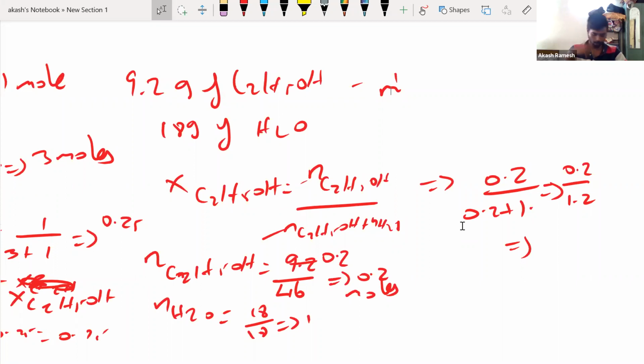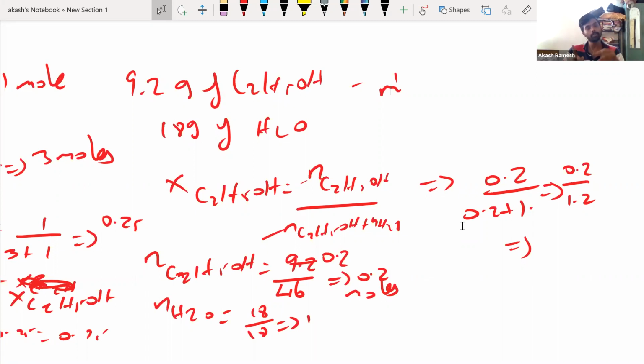Okay, if the total number of moles is not given, what will you assume, guys? We'll assume the total number of moles to be 1. If I assume the total number of moles to be 1, then what will happen? The mole fraction of water would be 0.9. The mole fraction of glucose is 0.1.